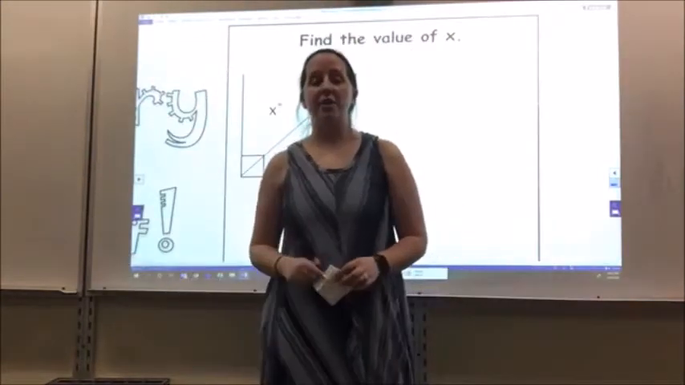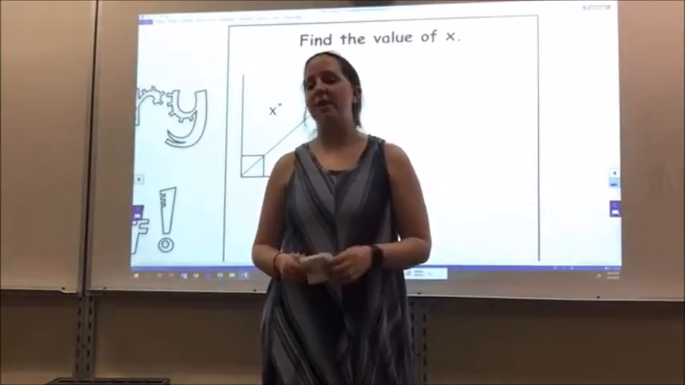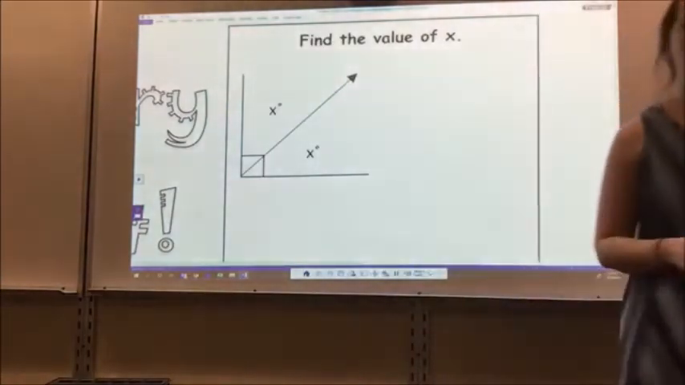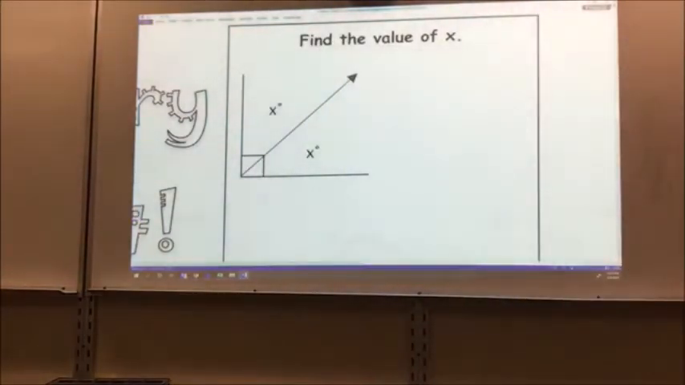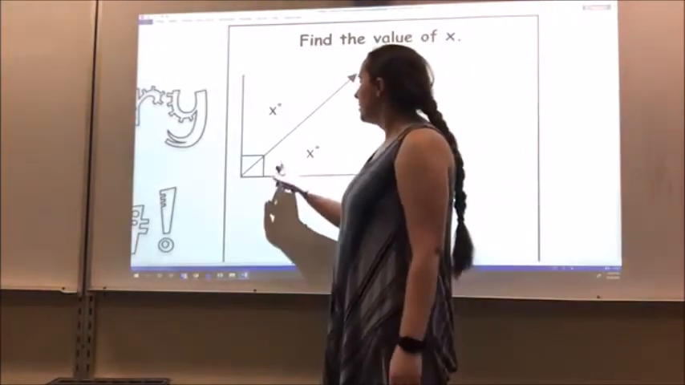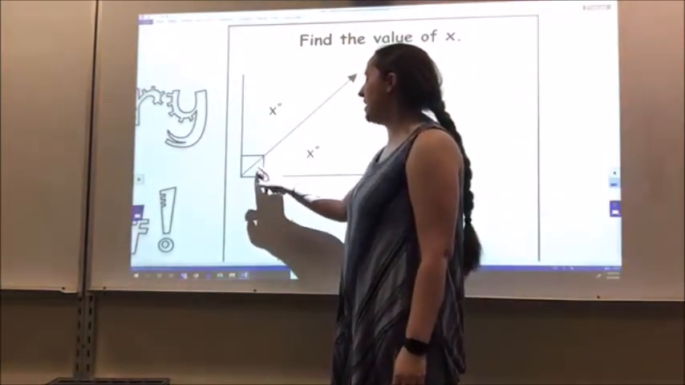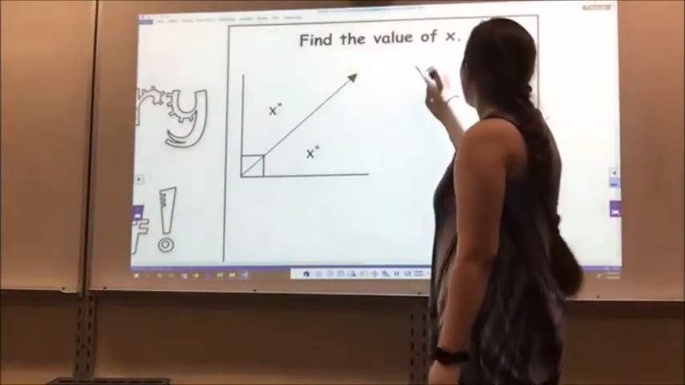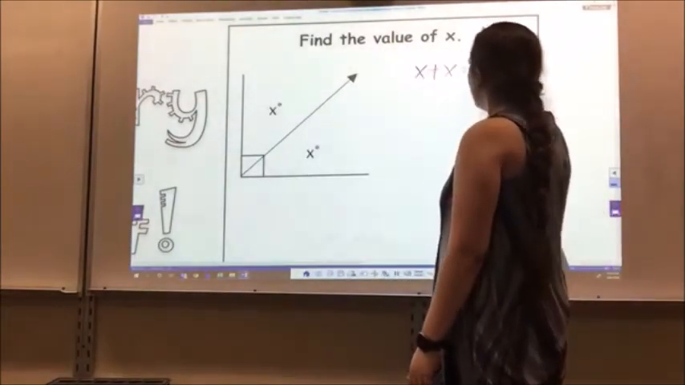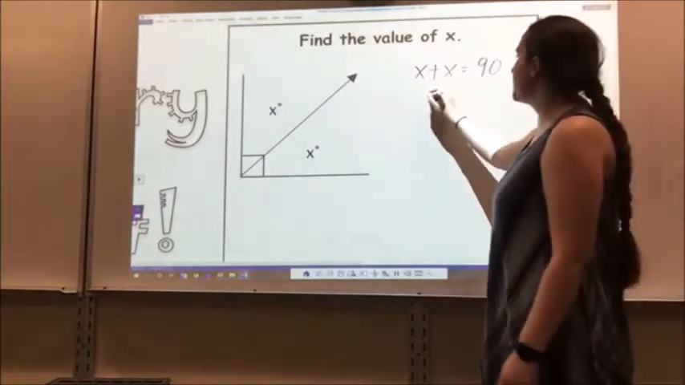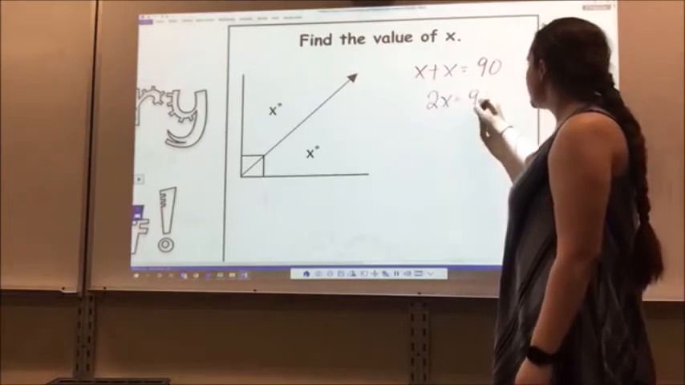All right, now that you've had a chance to try out the try it problem, let's go over the answer together. So, I'm asked to find the value of x. Well, I have two x's here, okay? These are complementary angles because they're adding up to be 90 degrees. So I can say x plus x equals 90 degrees. Well, there's two of these, so that's 2x equals 90.